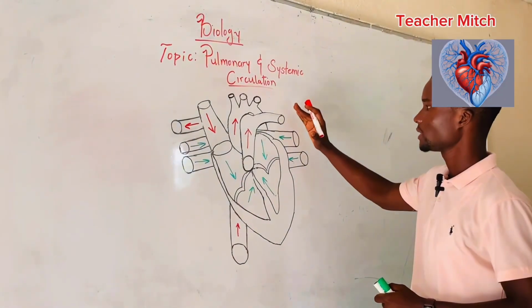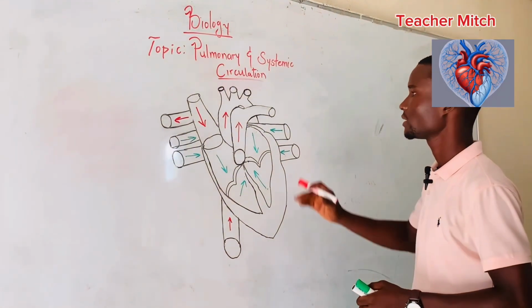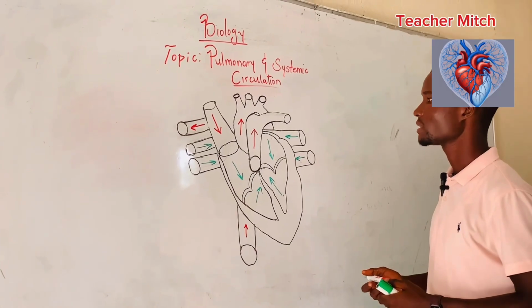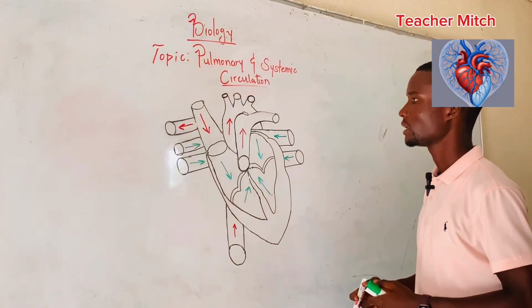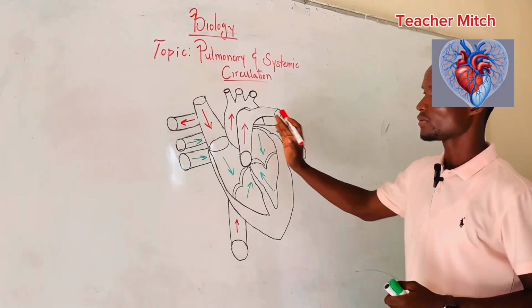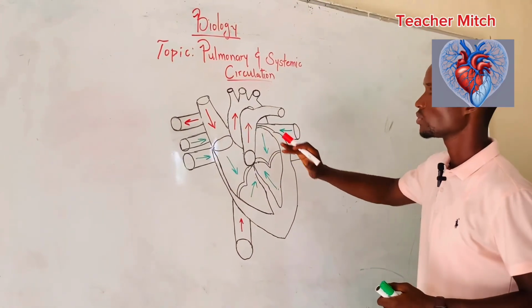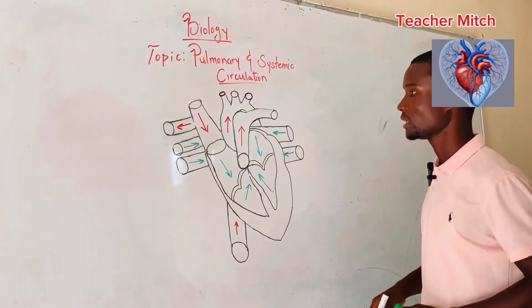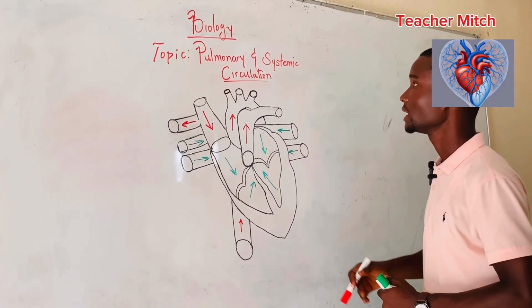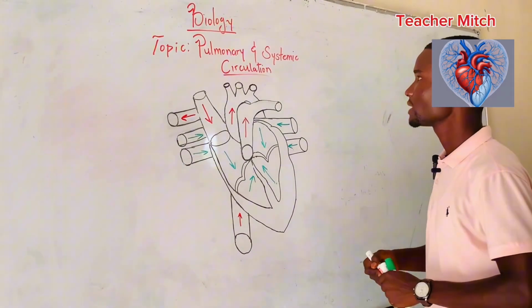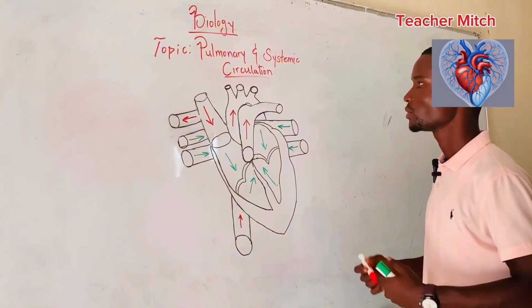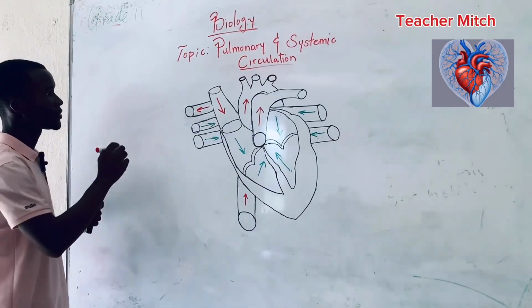So the diagram that we have here is the heart with its associated parts. So we have the arteries and veins that make up the heart. These are also very important when it comes to the types of circulation that occur within the heart and within the entire body. So we are going to firstly start with pulmonary circulation. What is pulmonary circulation?